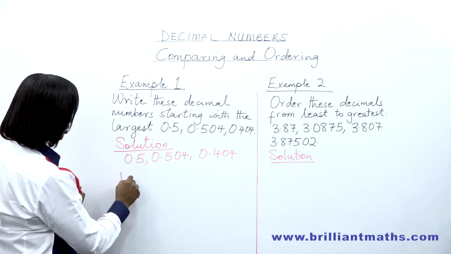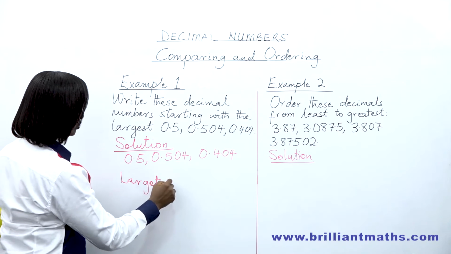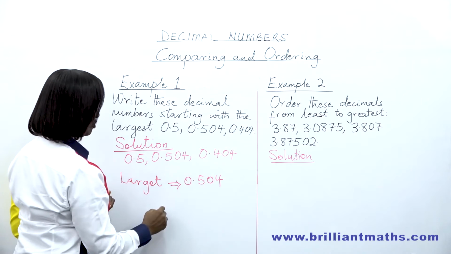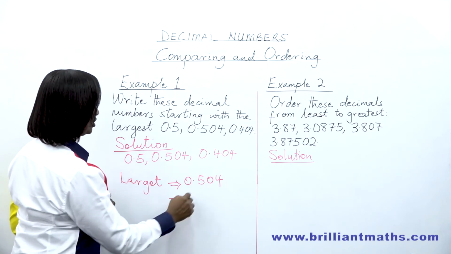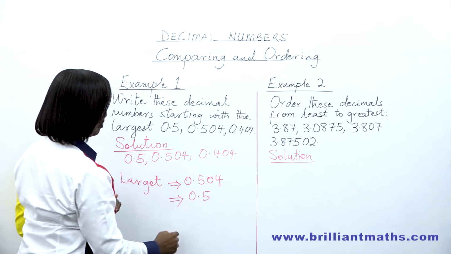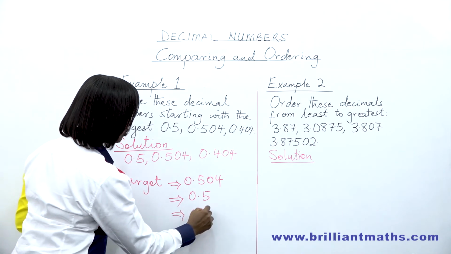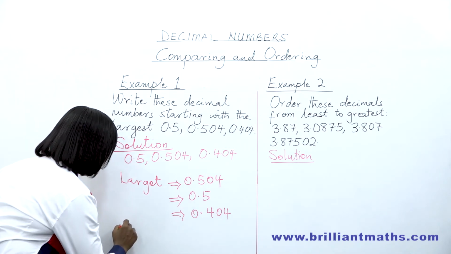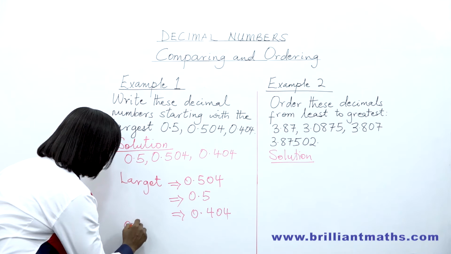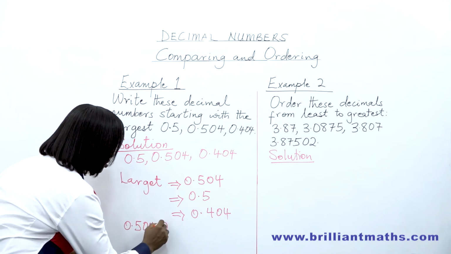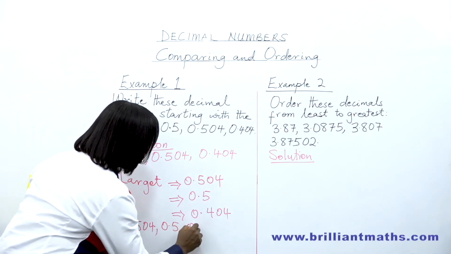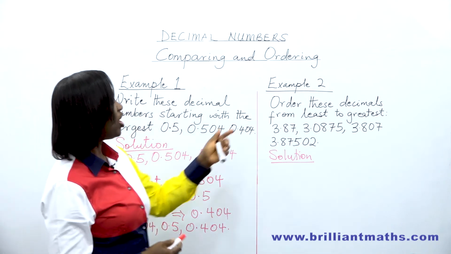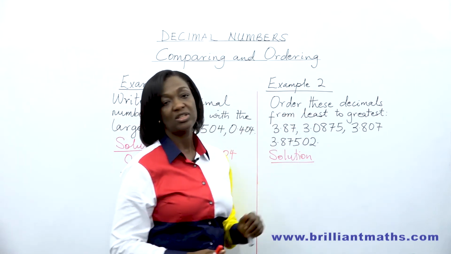So largest, 0.504. Then the next is 0.5. And the smallest is 0.404. So writing it in order, we have 0.504, 0.5, and 0.404. The second example says, order these decimals from least to greatest.